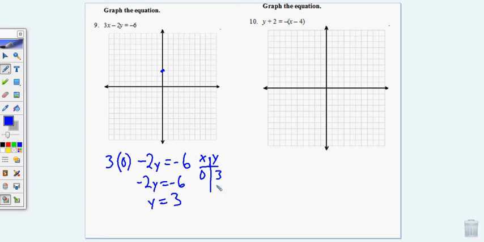Next, I put a 0 in for y. This would tell me my x coordinate. I don't have a ton of room, but if I put a 0 in for y, I would have 3x equals negative 6. The negative 2y would just cancel out, be 0. So x equals negative 2. If I divide by 3, I get negative 2. So here's negative 2.